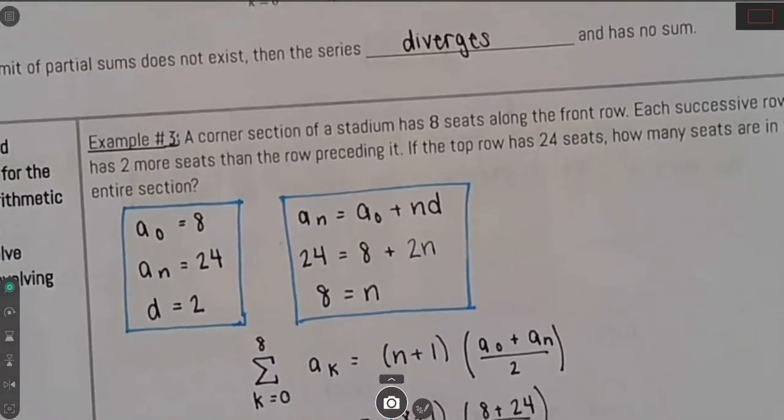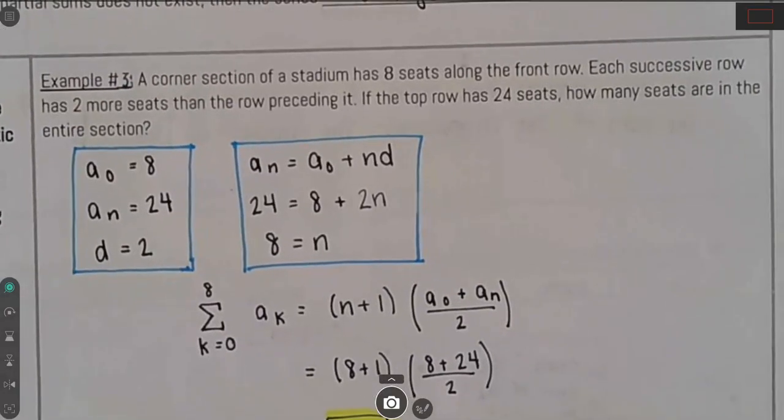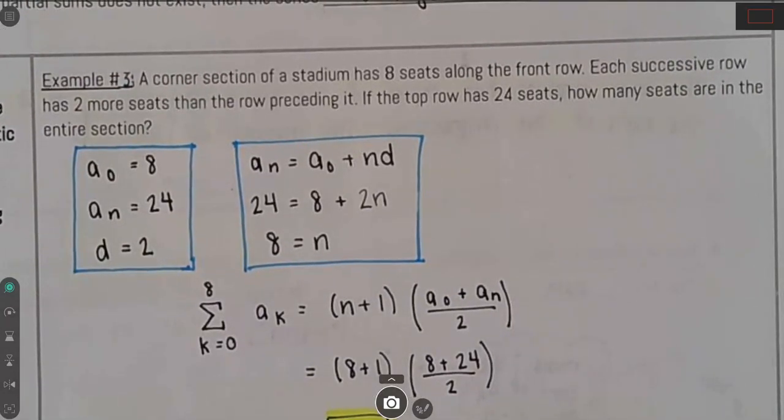Alright, let's do some examples. Example number 3. A corner section of a stadium has 8 seats along the front row. Each successive row has 2 more seats than the row preceding it. If the top row has 24 seats, how many seats are in the entire section? Okay, now in this case, the numbers are small enough where you could probably just think about it and solve this using basic arithmetic, but I'm going to use the procedures we just learned.